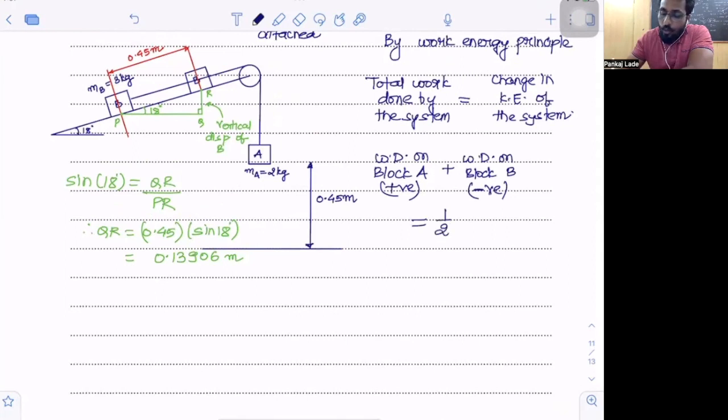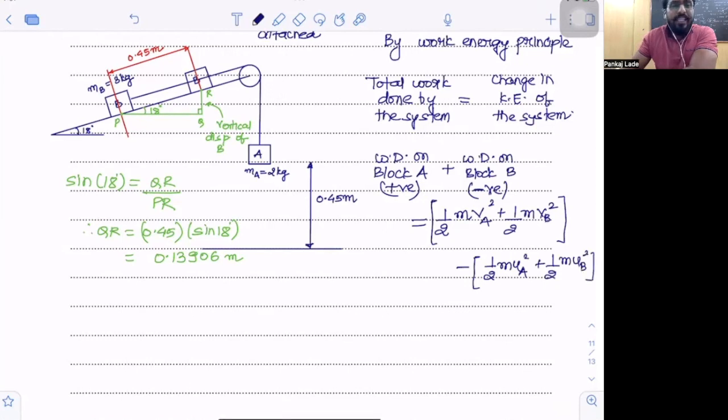So kinetic energy is half mv square. So 1 upon 2, final kinetic energy minus initial kinetic energy. So half m va square plus half m vb square, that's the final kinetic energy. va and vb are the final velocities, right? Minus half m ua square plus half m ub square.